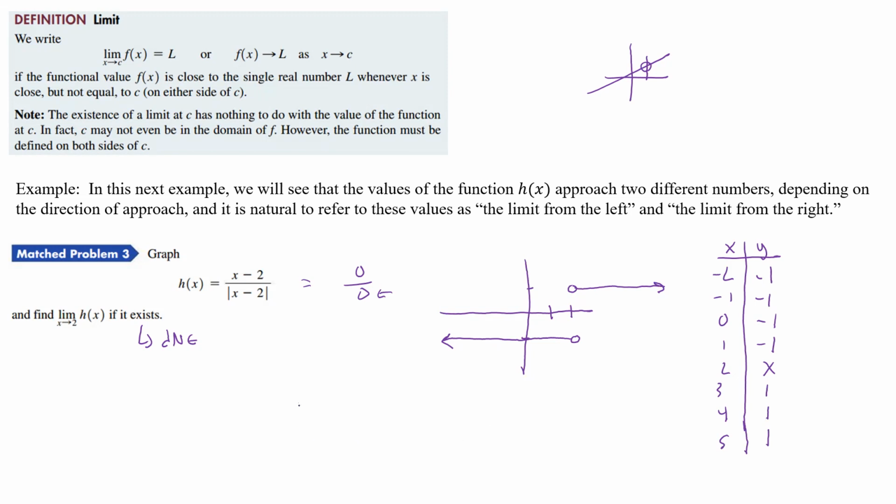Now, if it had been, again, maybe an open circle, but it had gone this way and gone this way, coming from the left it was equal to 1, and coming from the right it was also 1, and so then we would have a limit. But in this case, we don't have a limit. Okay, so let's stop there and then we'll come back for some more.